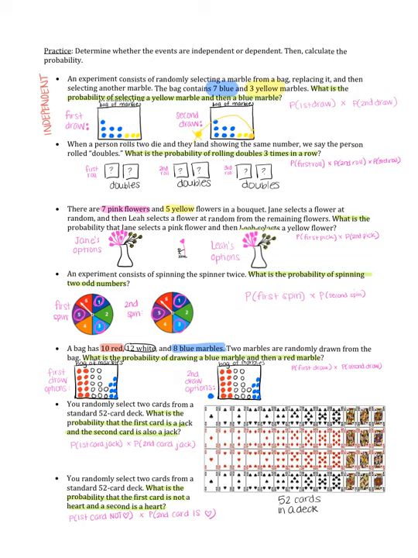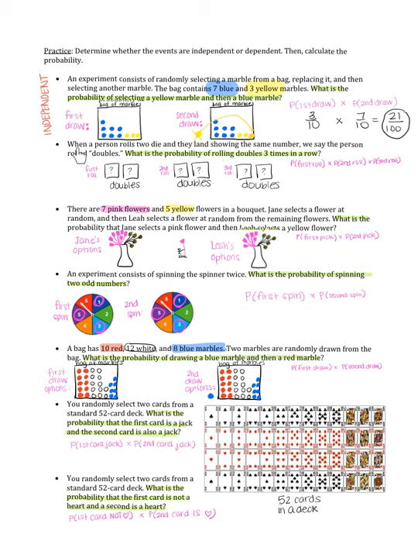Now, the probability of the first draw of getting a yellow marble would be 3 out of 10 total marbles. The probability of the second draw being a blue marble would be 7 out of 10 marbles. I multiply those two probabilities together. Remember, when I'm multiplying fractions, I multiply the tops and then I multiply the bottoms. You do not need a common denominator when you are multiplying fractions. My final probability would be 21 over 100.